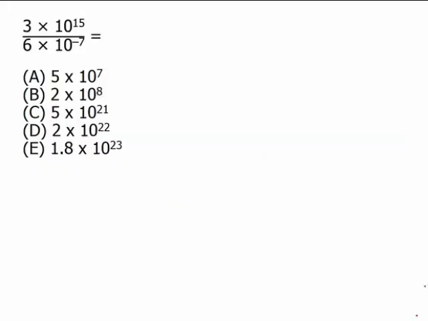One of the virtues of scientific notation is it allows us to separate the numbers from the variables. So what we're going to do is perform these two acts of division separately. We're going to have 3 divided by 6, and then over here we're going to have 10 to the 15th divided by 10 to the negative 7. Well, 3 divided by 6 is 1/2. I'm going to write that as a decimal, 0.5, times 10 to the 15th divided by 10 to the negative 7. When we're dividing by negative 7, that's the same as multiplying by 10 to the positive 7.